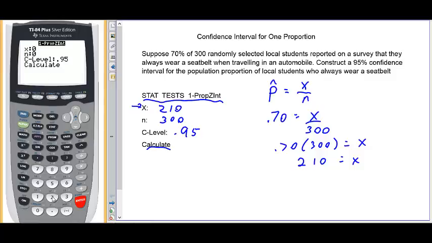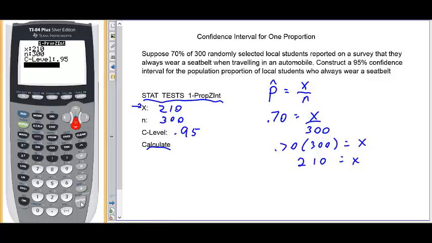If I had not already calculated the 210, let me show you an interesting thing you can do. So I did my scratch work first, but I could right here next to x type 0.7 times 300 and then press the down arrow, and it does the math for me. Had that come up a decimal, not a whole number, I would need to type over it the nearest whole number. X is a count. It's the number of students who reported always wearing a seatbelt. It has to be a whole number. N, the sample size, is 300. The confidence level is already set at 95% because it's a frequently used confidence level.